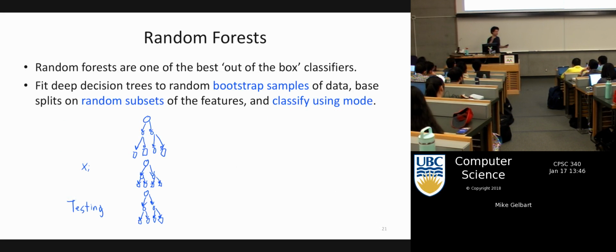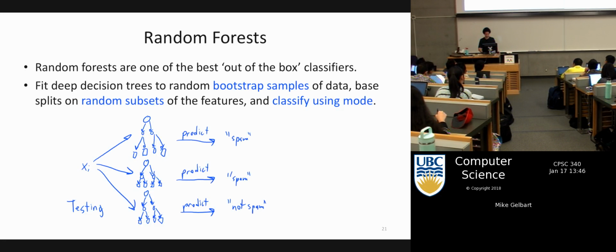So that's training. In terms of testing, we have the trees. We don't need to do any sort of bootstrapping. That was for the training. So for testing, we just take our test case, put it through each tree. We get the predictions, and then we take the mode, or the most popular prediction. In other words, we vote.